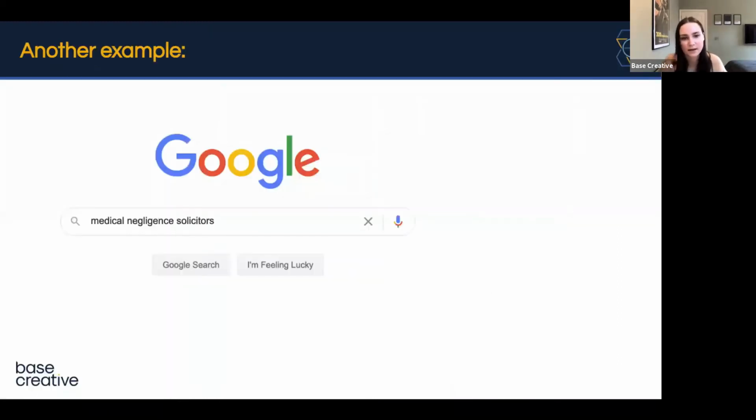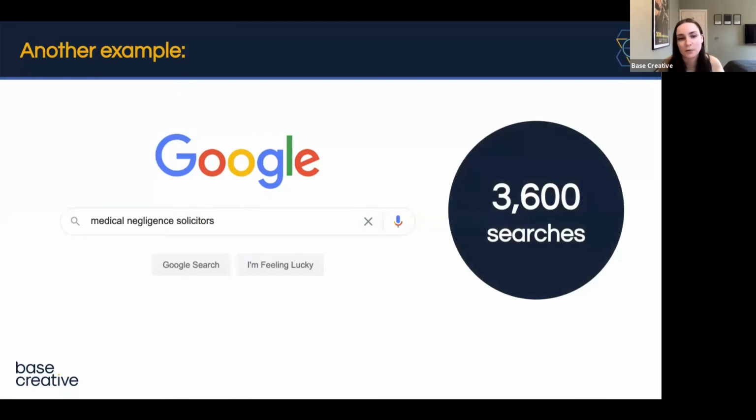And then if we take another example to see how that compares, this time we have medical negligence solicitors, something a little bit more specific than our first term. And as a result, that gets fewer searches. So that has around 3,600 searches per month. So it is fewer, like I said, but it's still a significant number. And it shows that there is plenty of competition to appear for these kind of terms organically.